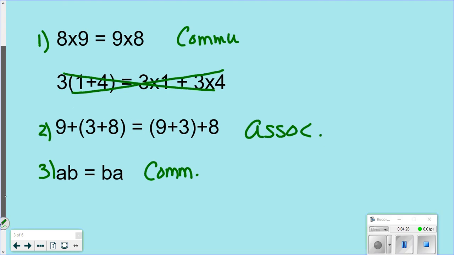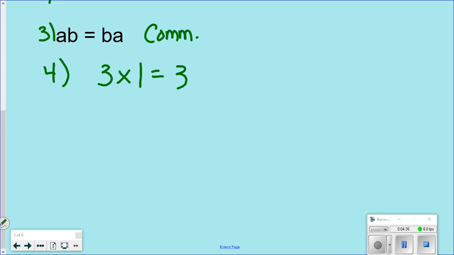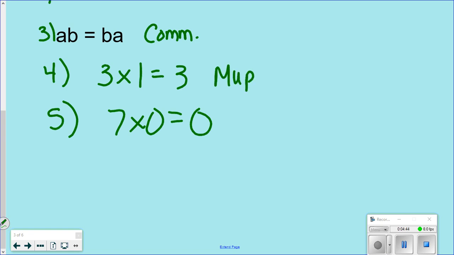Okay, I'm going to add a few more here. Let's try this one. Think about what that one would be again. Think about what this one would be again. Okay, so this is multiplicative. Oh, I can't spell.